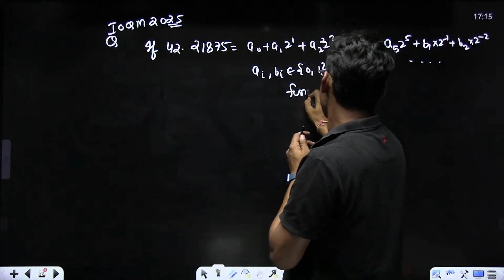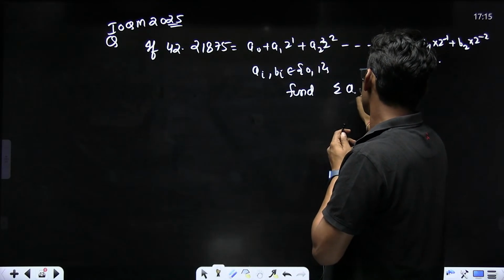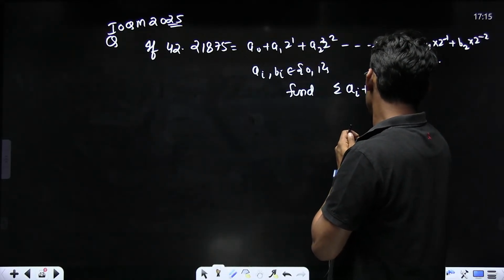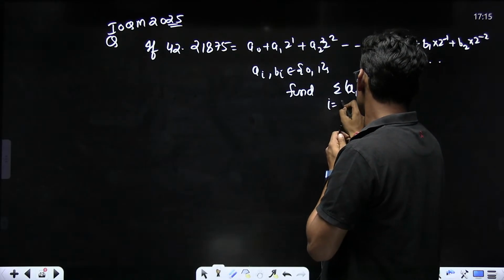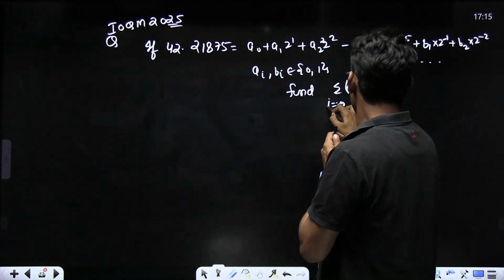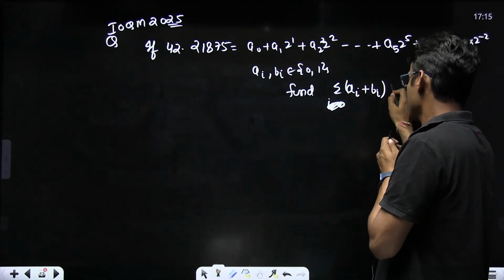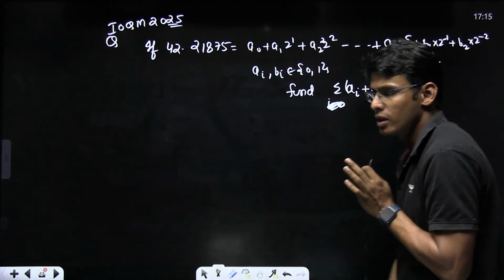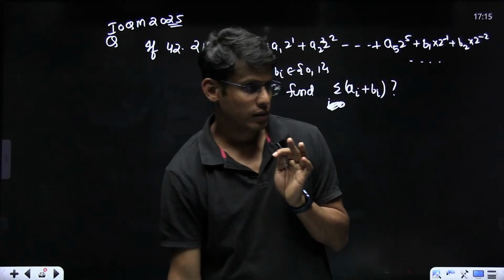Find the sum of ai plus bi, i equals 0. Simply whatever is written. There is no b0, which is okay.